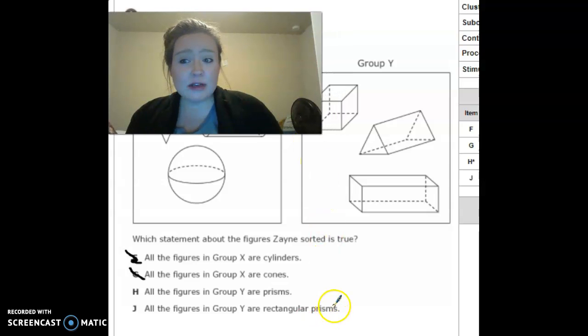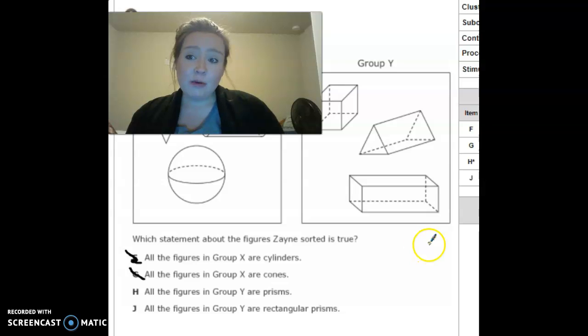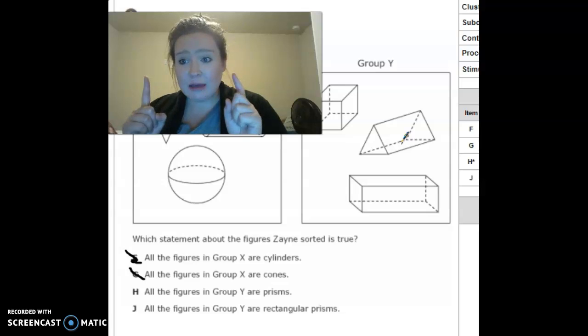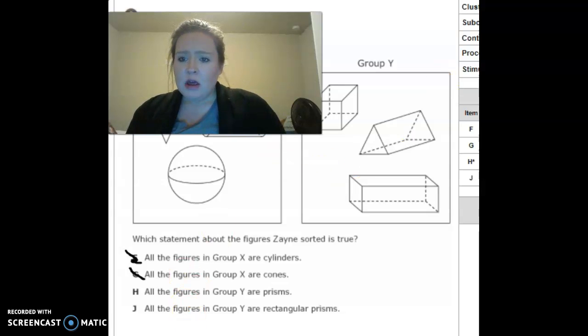Well, what is a prism? Who remembers the definition of a prism? Good. A prism is a 3D object with identical parallel ends. So that means that two of your ends have to be the same shape, the same figure, and they have to be parallel. In Group Y, they're all prisms.